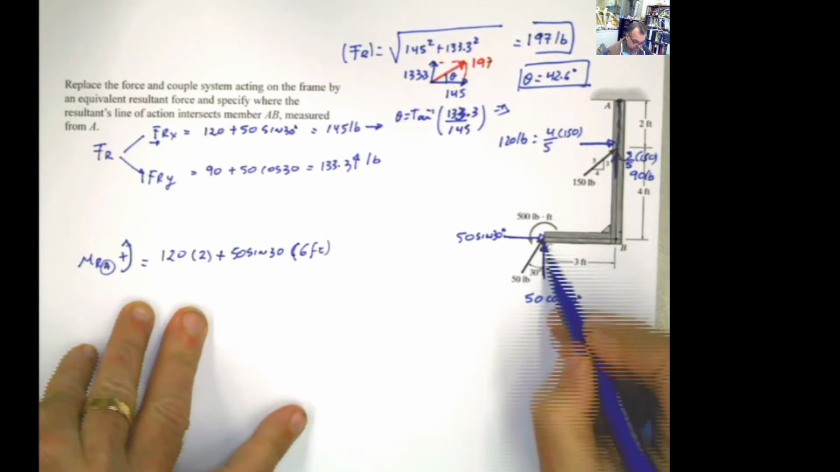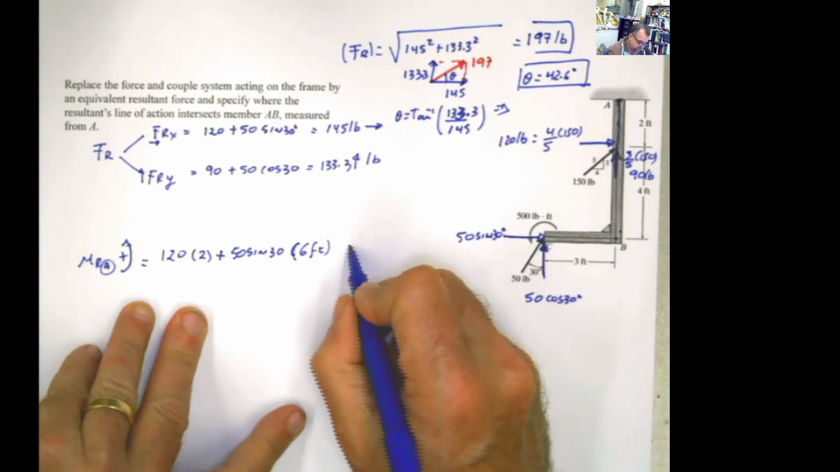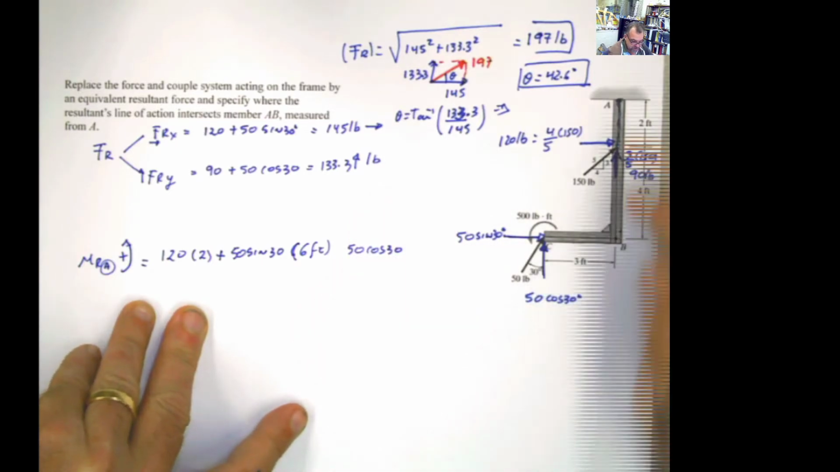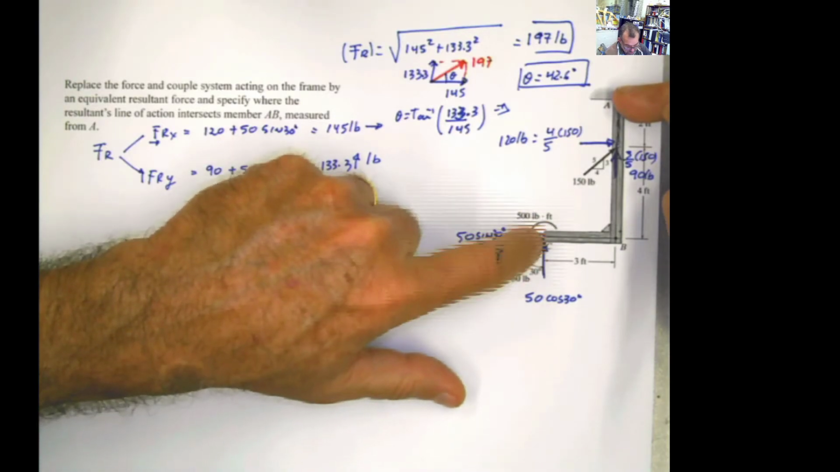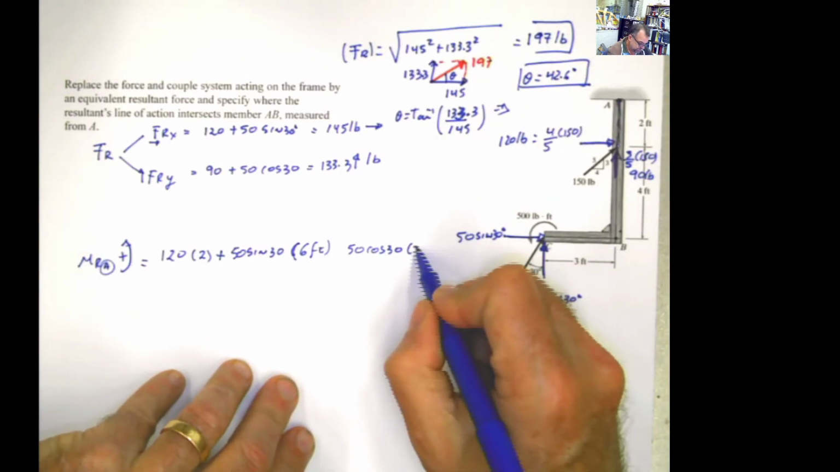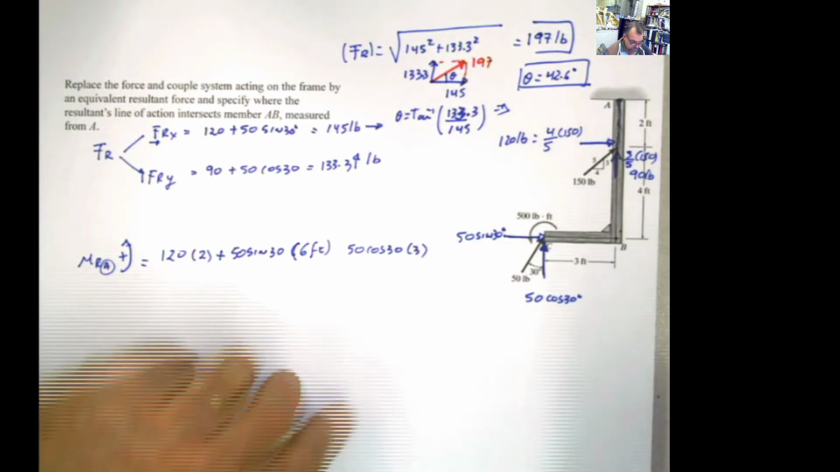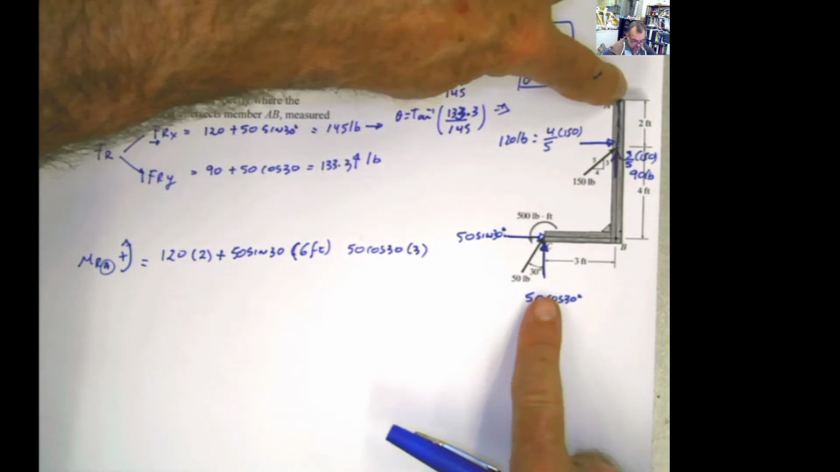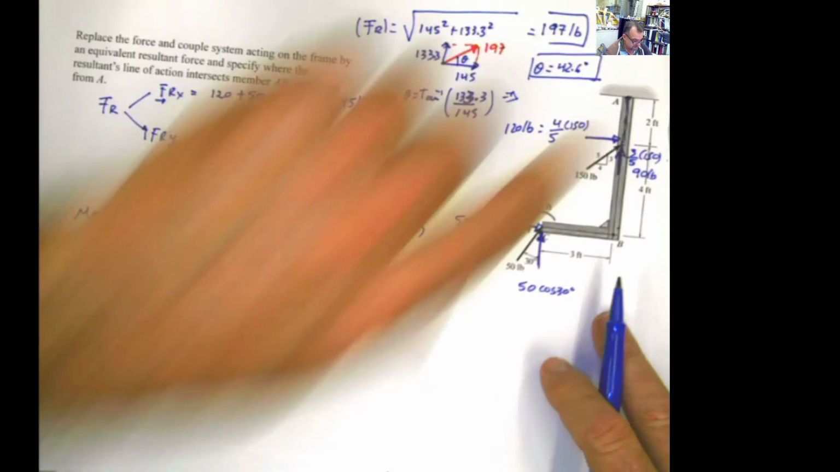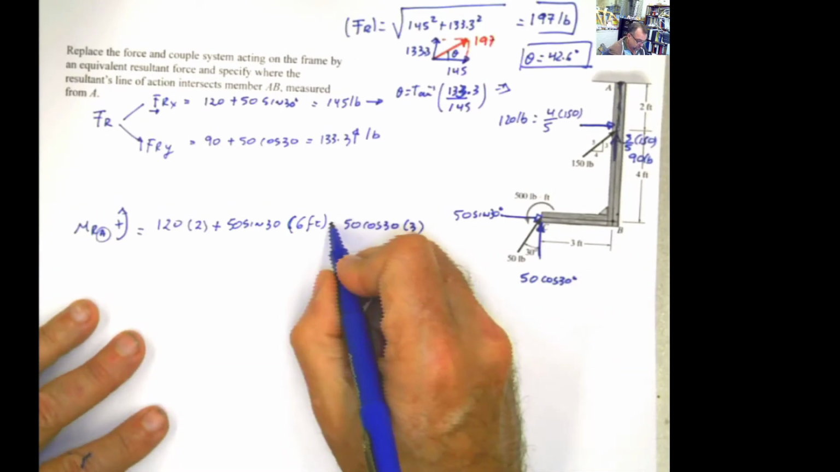Now this other force here is 50 cosine 30. Now this force is vertical, so I need the horizontal distance between this force and the point A, and that distance is 3. Multiply that by 3. Rotation: I put my finger and apply the force in this direction. The rotation is going to be like that, and according to our convention, that will be negative.